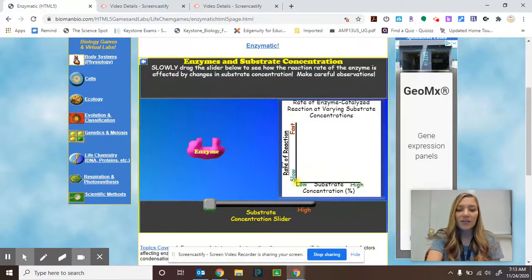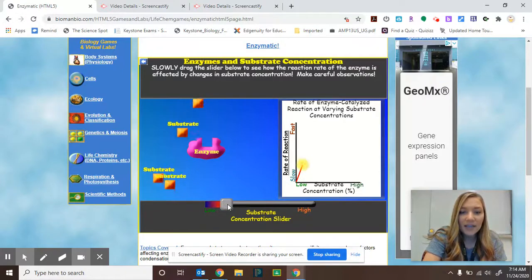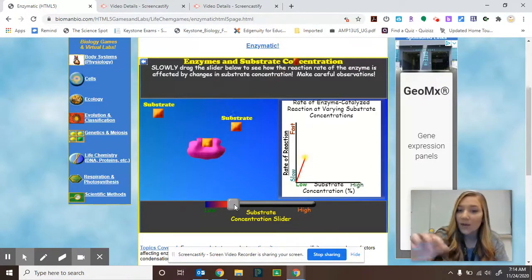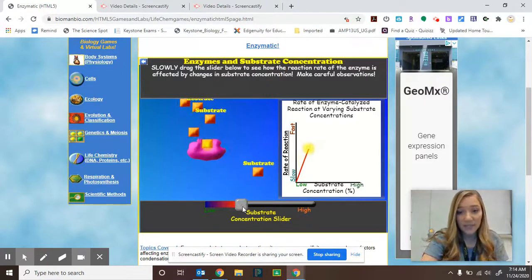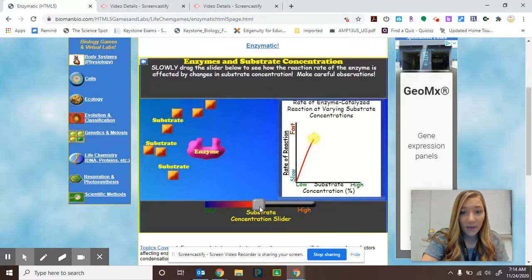So we have our substrate concentration slider. We're going to slowly drag the slider to see how the rate of the reaction of the enzyme is affected. So right now we're low. We're at so low I don't see anything. Let's slowly move it up and see what happens. You can see on my graph, as I increase the concentration, it's slowly going up in terms of the rate. So I'm going to keep going, keep going.